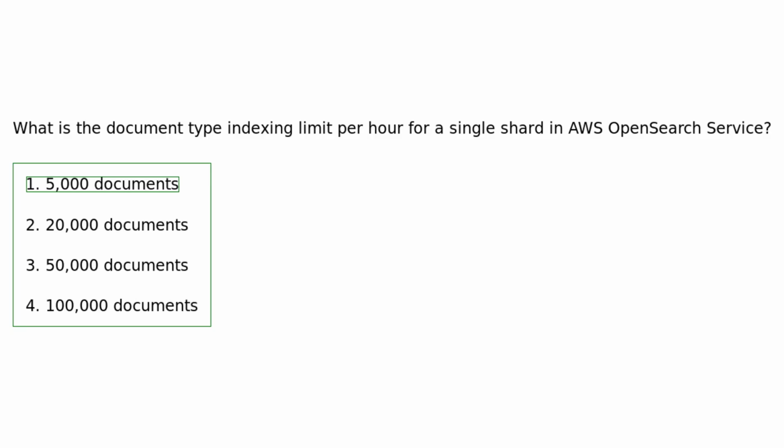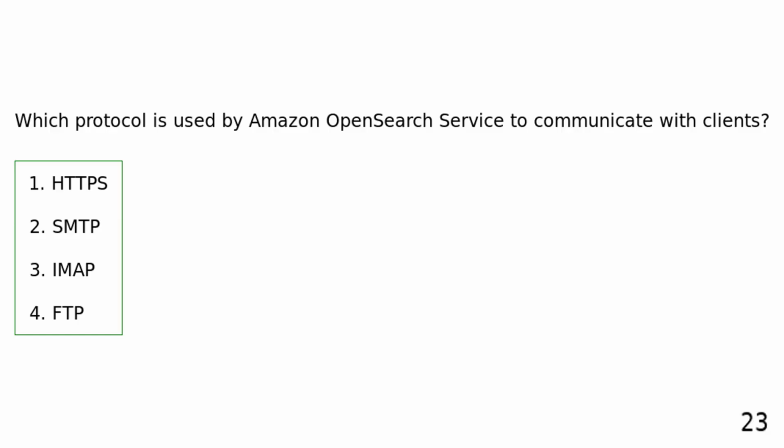Which protocol is used by Amazon OpenSearch Service to communicate with clients? HTTPS, SMTP, IMAP, FTP. Amazon OpenSearch Service uses HTTPS to securely communicate with clients.